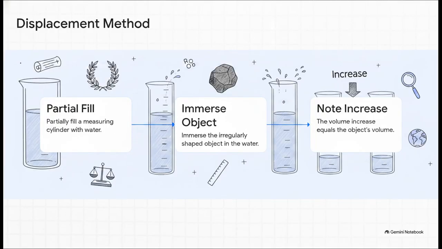And this brings us to the displacement method, famously discovered by the ancient Greek mathematician Archimedes. It's brilliant. It beautifully solves the problem of measuring irregularly shaped solids, like a rock or a weirdly shaped lump of metal. You just note the starting volume of a liquid in a cylinder, carefully lower the object in until it's totally immersed, and watch the water level rise. Because the object pushes the water out of the way, that increase in the volume reading is exactly equal to the volume of the object itself.